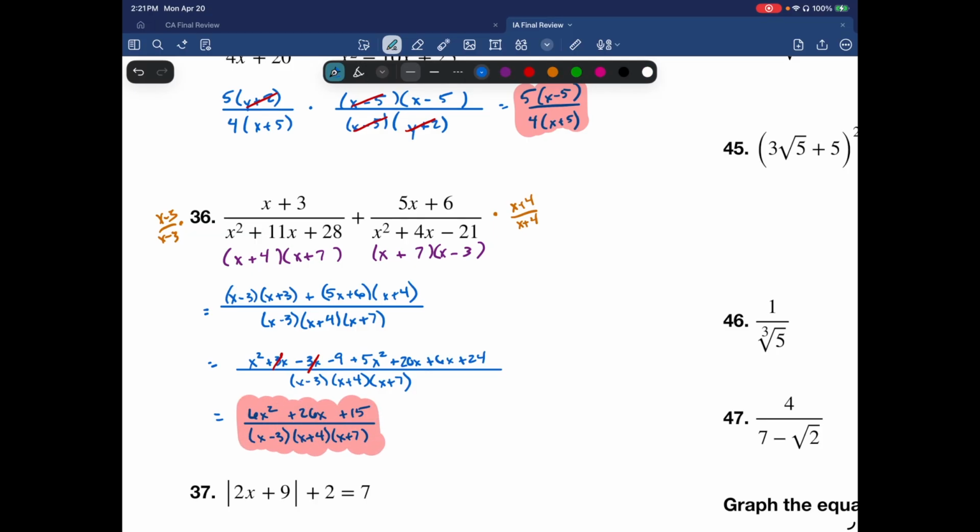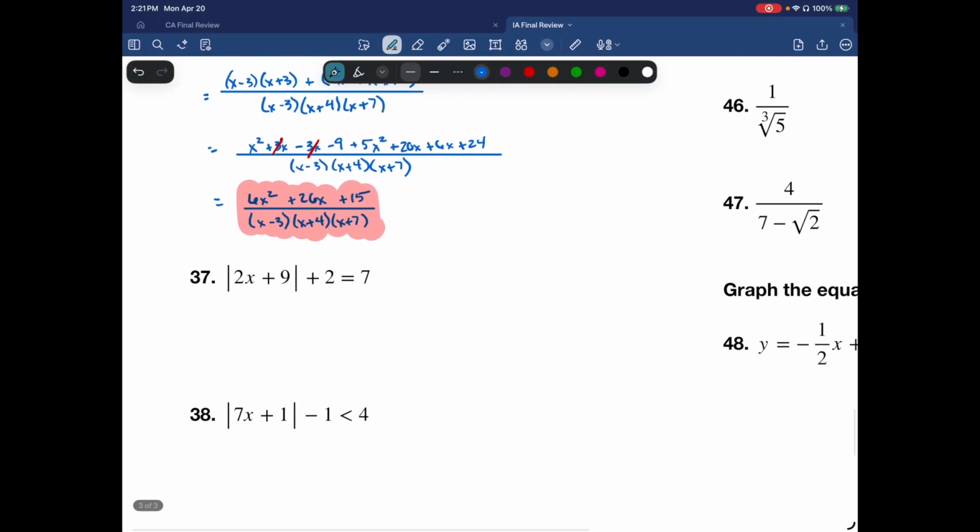All right, when dealing with absolute values, you need to get the absolute value by itself first. So this is going to be |2x + 9| = 5. Now, the inside, 2x + 9, could be 5 or negative 5. So I'm going to set that up with two expressions: 2x + 9 = 5, or 2x + 9 = -5. All right, so you solve each of these to get your answer.